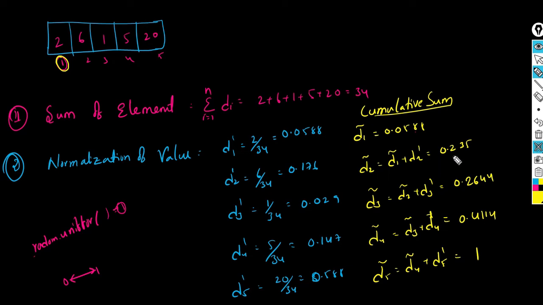Similarly, if the value lies between these two values, then we pick the second element. If we call uniform random once again and the value lies between these two values, we pick index 3. And similarly, if the value lies between 0.26 and 0.411, we pick the fourth index value. And if the value lies between 0.4 and 1, we pick the fifth element.